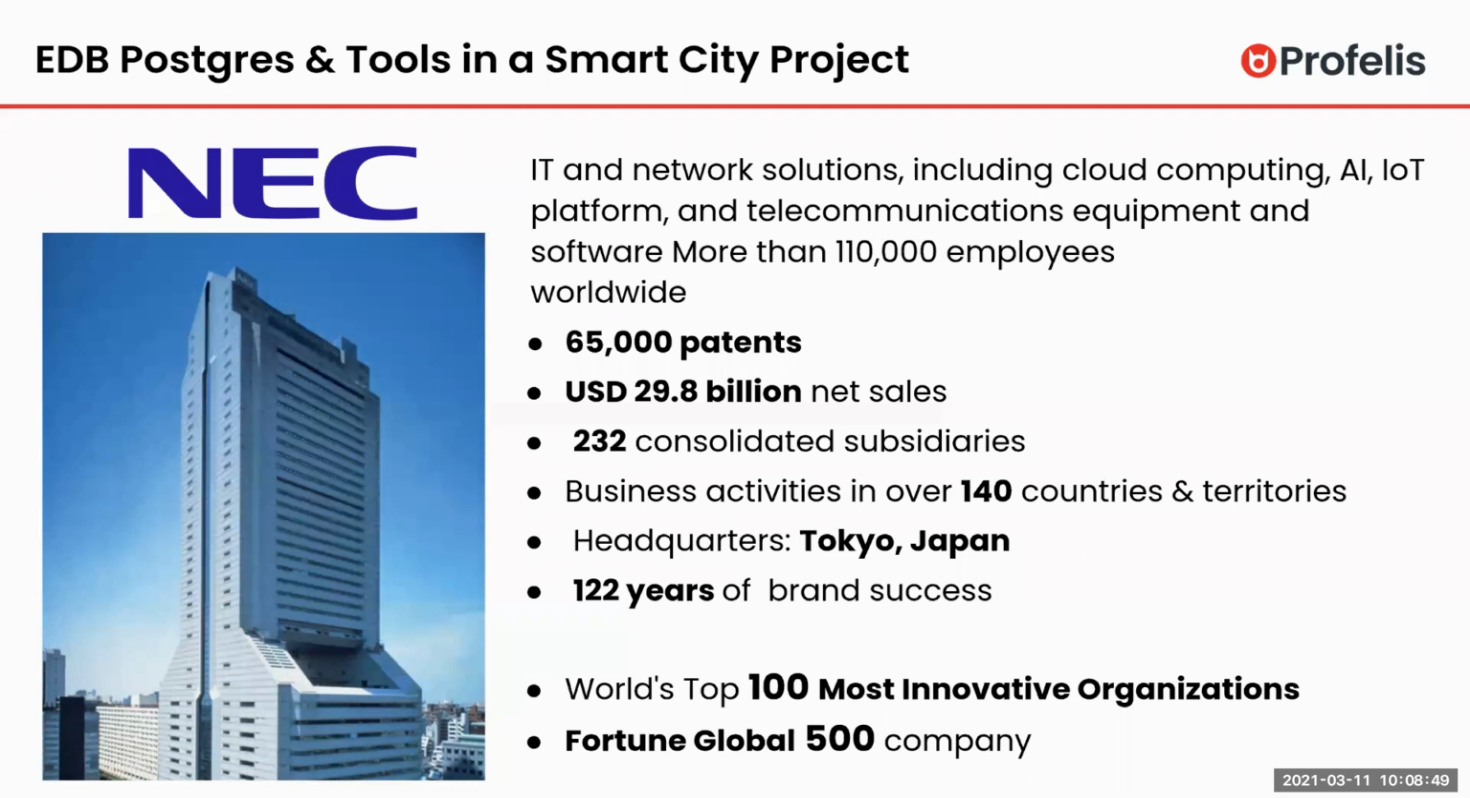Let me start with what NEC means. NEC means Nippon Electric Company, and we are a big family with around 110,000 employees, and the company is 122 years old. Our main headquarters is in Tokyo, Japan, and our business activities are in over 140 countries, and we grow day by day. We work in many sectors as a global system integrator and hardware provider, as well as professional displays and LCDs. Our main solutions are IT and telecommunication, IoT, national projects, smart cities, and many others. We have 65,000 patents for hardware and software.